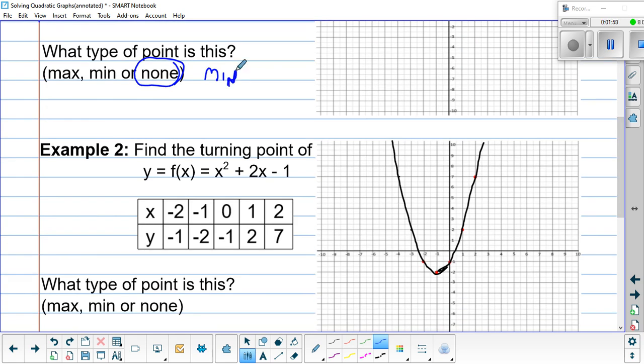So here, we're looking for the turning point. That's our lowest point right here, at -1 and -2. So we can write it as (-1, -2), and it's a minimum. You can also see it from here, so it's good to check the work.